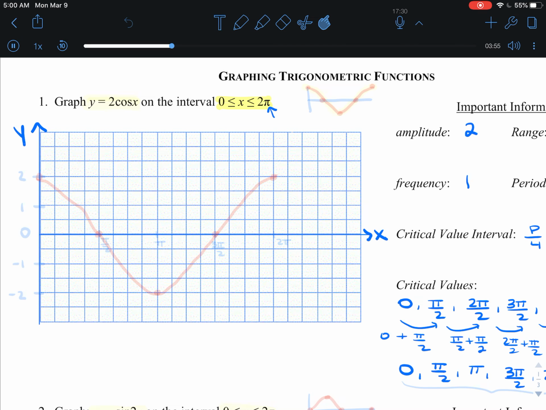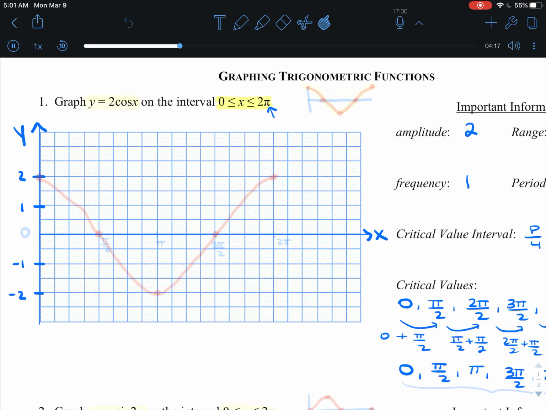Okay. So now I'm going to label my range. So you could just go up by one box, but since we have a lot of room here, I'm going to skip 2 boxes and let that be 1. Skip another 2 boxes and let that be 2. Go down, -1, go down, -2.